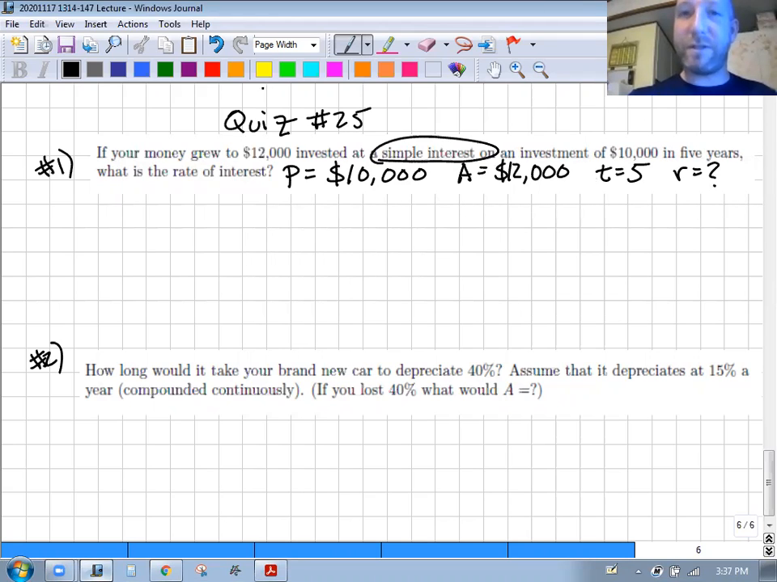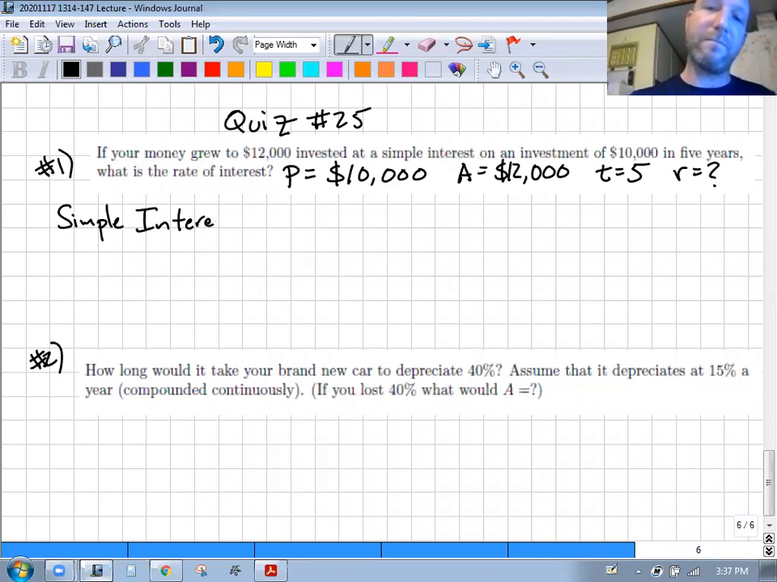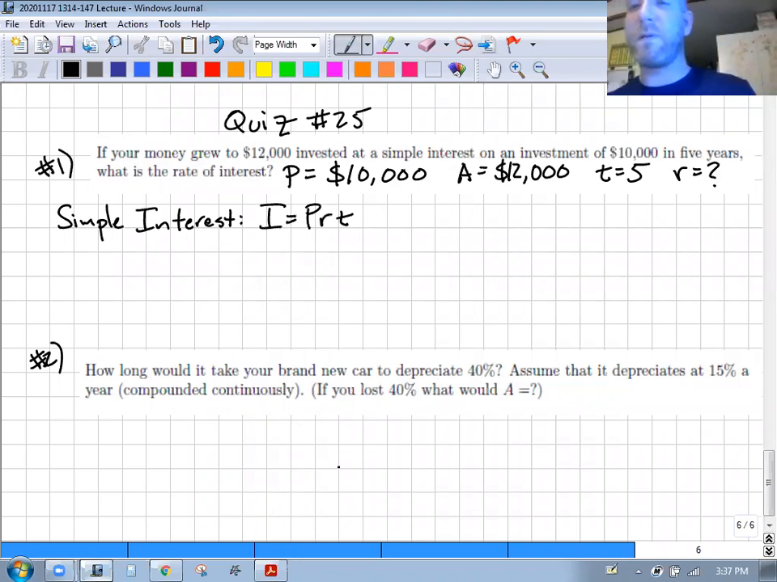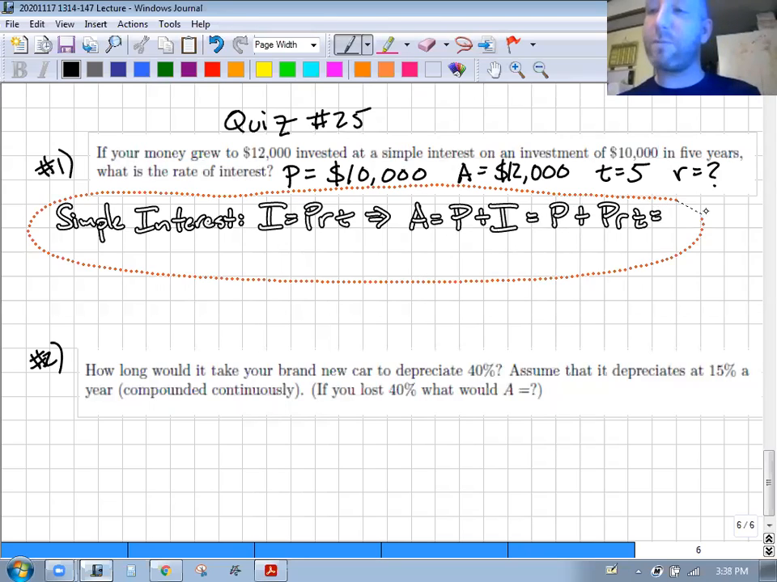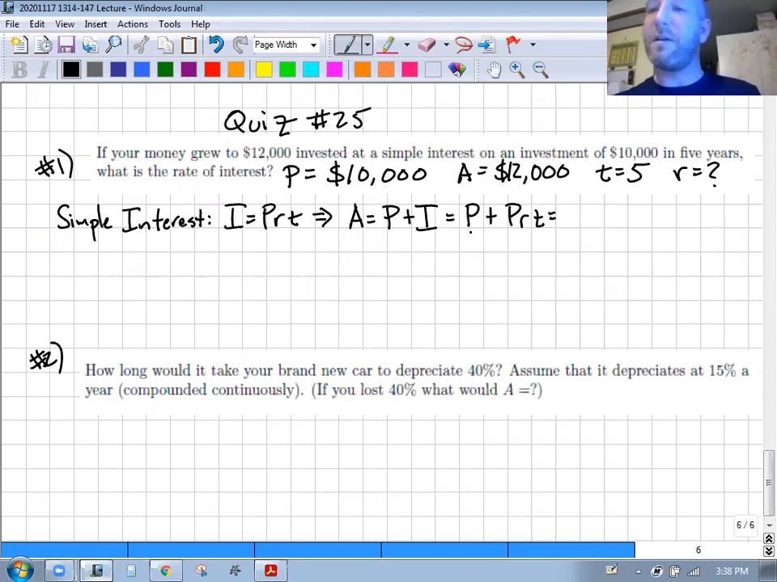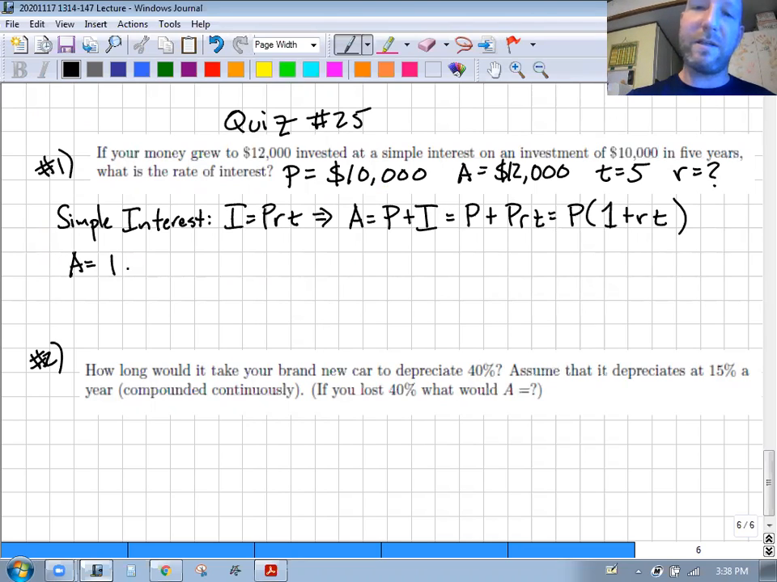So they're saying simple interest, right? I equals PRT, right? So your amount is the principal plus your interest. And the interest is PRT. We haven't done many problems like this. And this we can rewrite. We could factor a P out and write it as 1 plus RT. So that's your simple interest. So what we have here is A equals P times 1 plus RT.